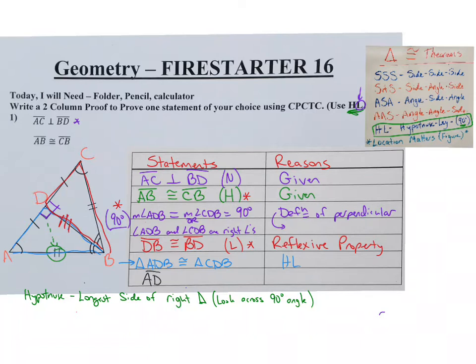I'm going to say AD is congruent to CD, or I could say angle DAB is congruent to angle DCB. I could even write the last one, angle ABD is congruent to angle DBC. And the reason for that is CPCTC. So remember, CPCTC will always follow the triangle congruence theorem. So CPCTC is always after one of those.